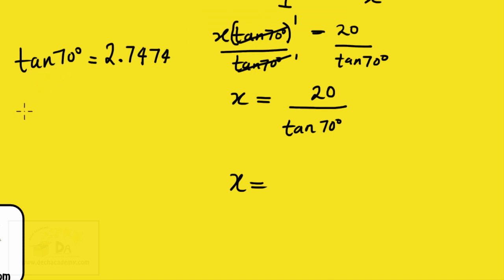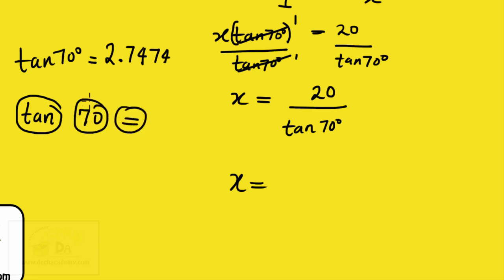Just in case you can't work it out, to find the tangent of 70 degrees, just hit the tan button on the calculator and then type in 70 degrees and hit the equals sign. But make sure your calculator is in degrees mode.